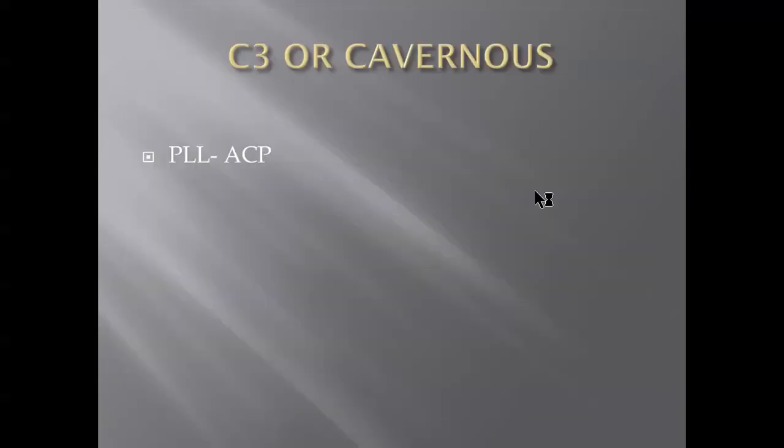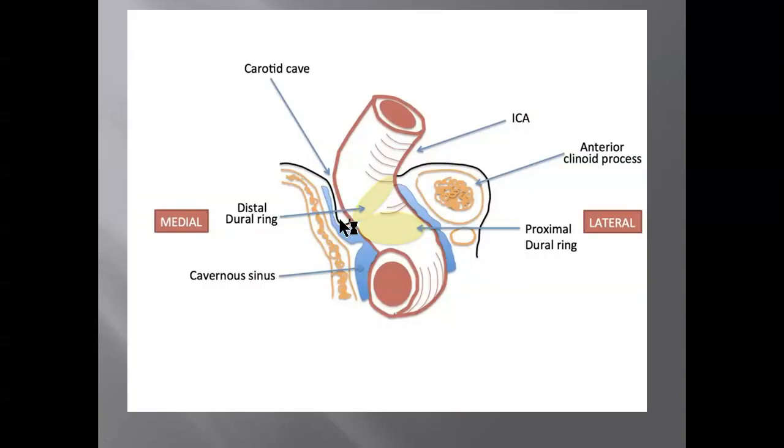So the cavernous segment starts from the posterior petrolingual ligament till the anterior clinoid process, because thereafter the internal carotid artery would be called the clinoid segment. Here we can see the internal carotid artery and the anterior clinoid process. Above this, this part would be called the clinoid segment. Here's the cavernous segment, because the internal carotid artery is going through the cavernous sinus. We will talk about the proximal dural ring and the distal dural ring too.